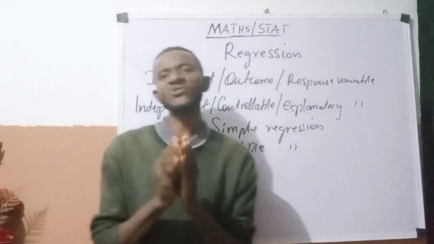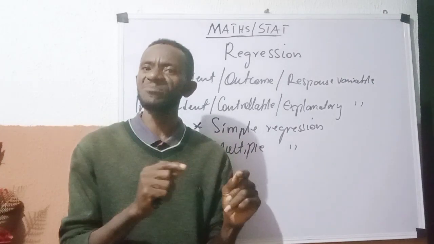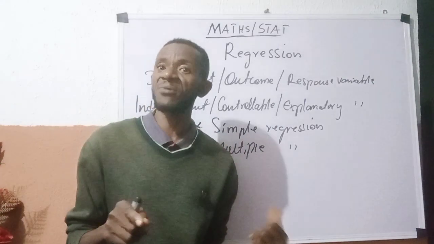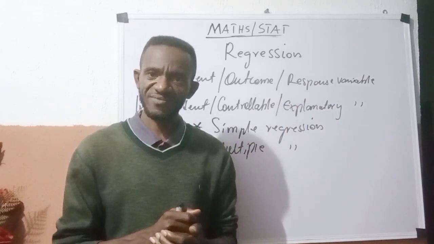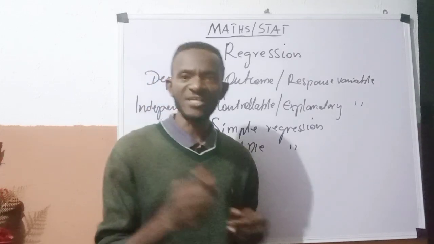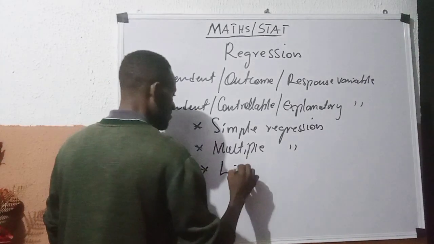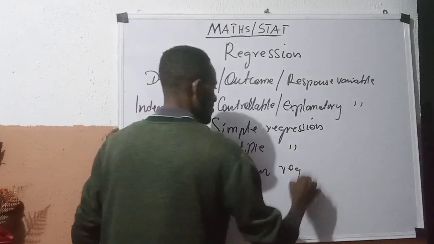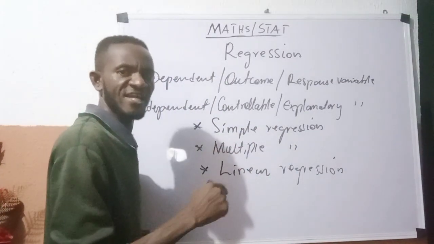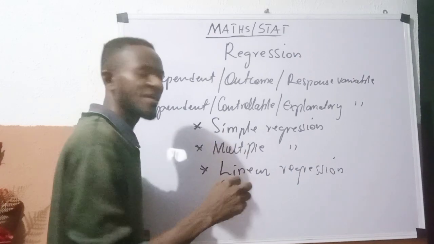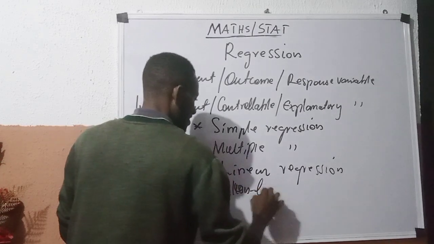We equally have different kinds of regression that exist based on the nature of the relationship between the dependent variable and the independent variable in that particular research. Under this situation, the two kinds of regression we have are what we call linear regression, and what we call non-linear regression, or curvilinear regression.